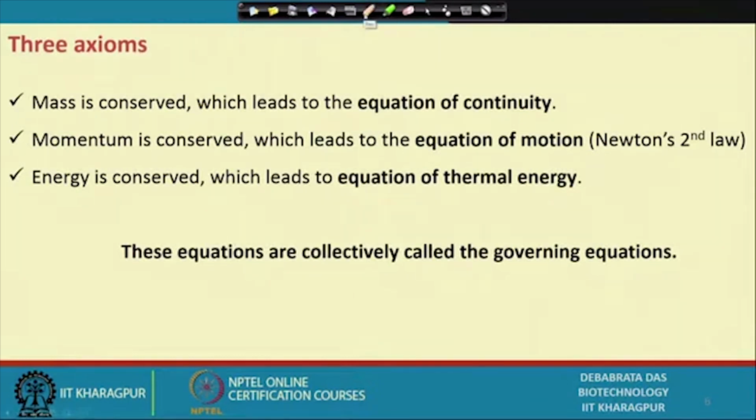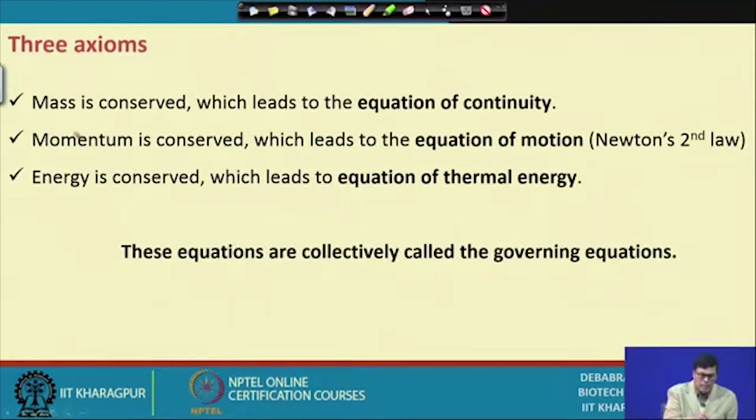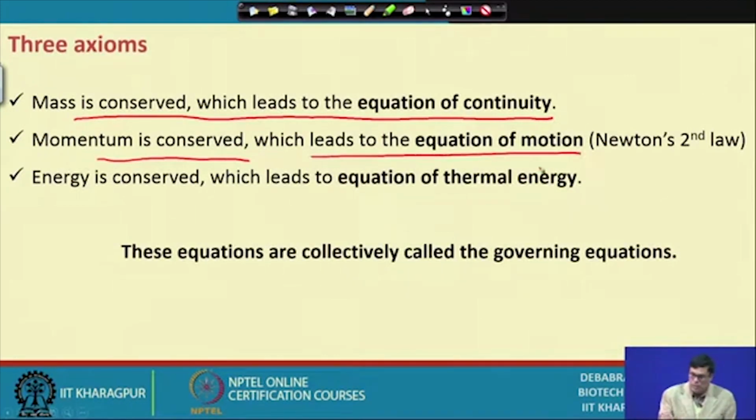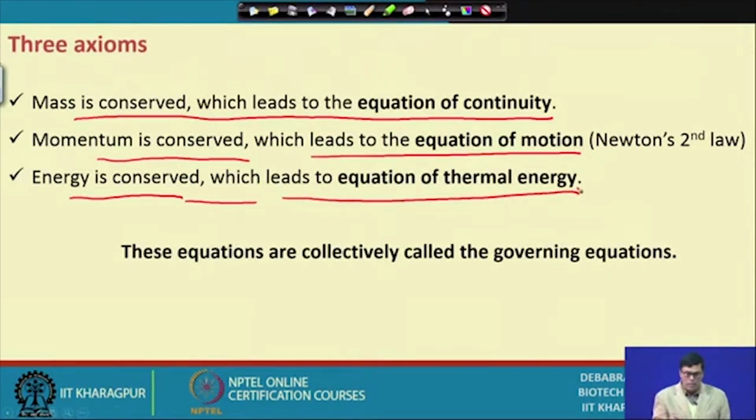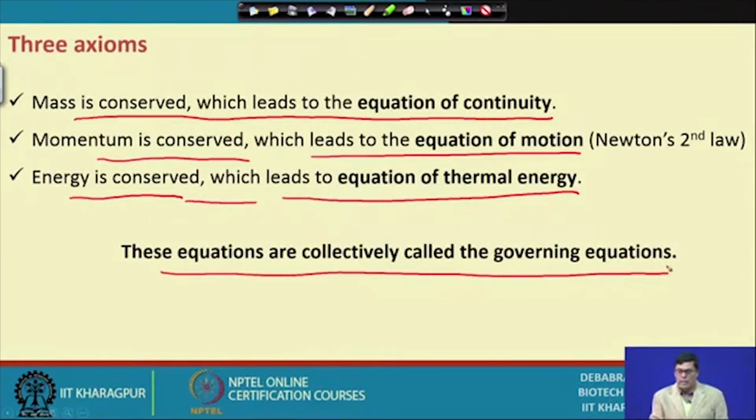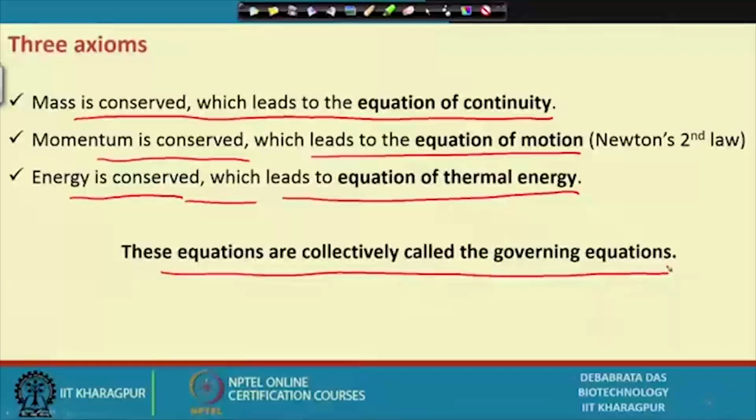Now three axioms are there. Mass is conserved, which leads to the equation of continuity. Momentum is conserved, which leads to the equation of motion, and energy is conserved, which leads to the equation of thermal energy. So these three equations are collectively called the governing equations. On the basis of mass conservation, momentum conservation, and energy conservation, we can try to solve this.